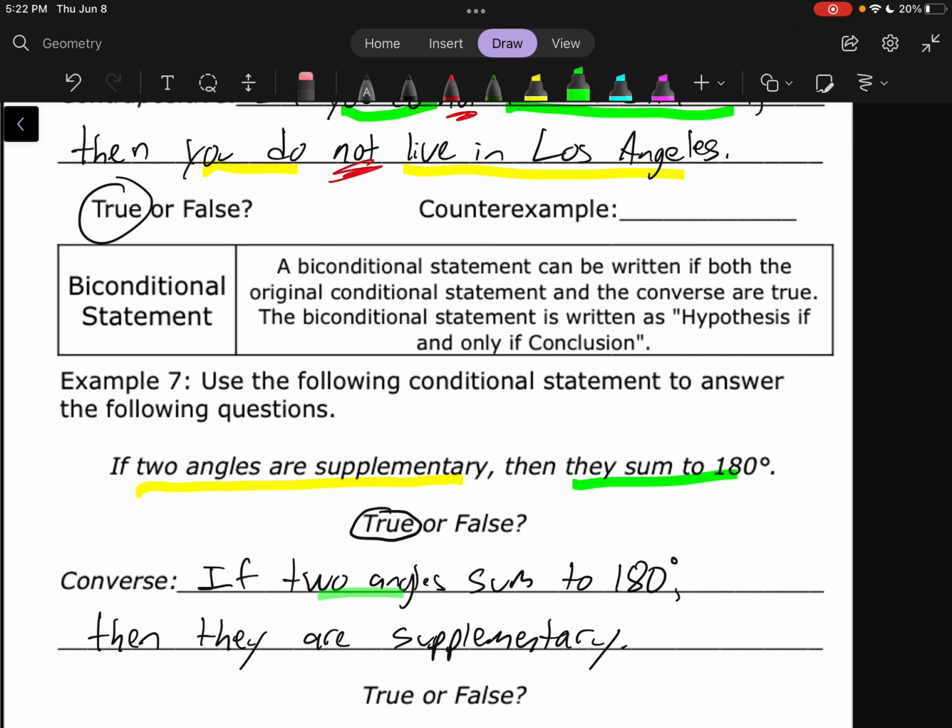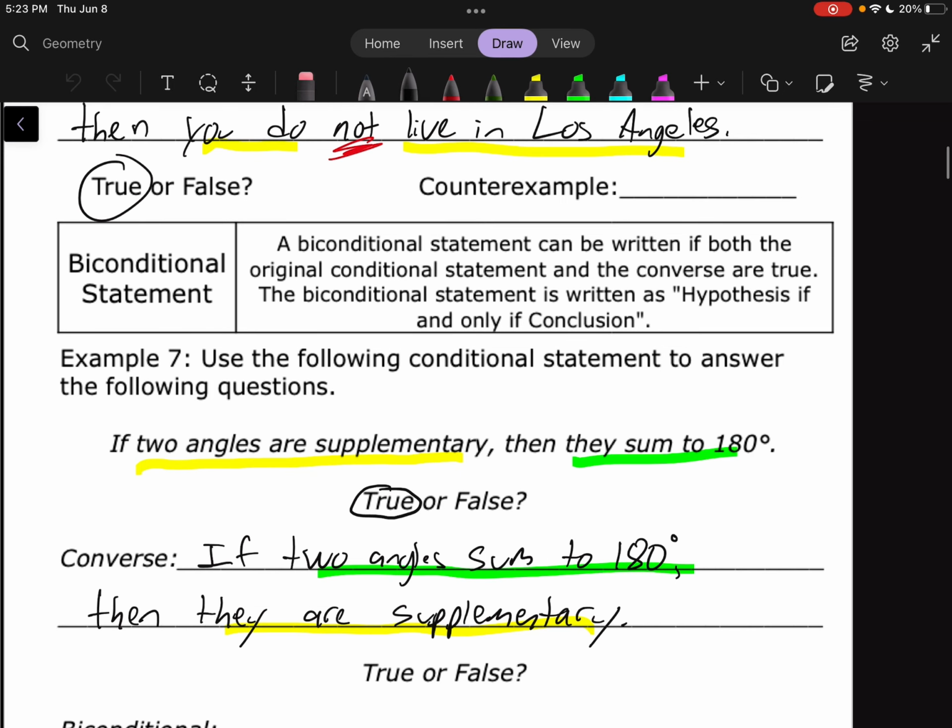So notice summing to 180 is now up front, supplementary is in the back. And I did this earlier as well. I left the two angles part with the hypothesis just to make it sound good. Like if I just completely switched things around and I said if they sum to 180 degrees, then two angles are supplementary, I mean, it just doesn't sound right, right? You can make some modifications for the syntax of the sentence.